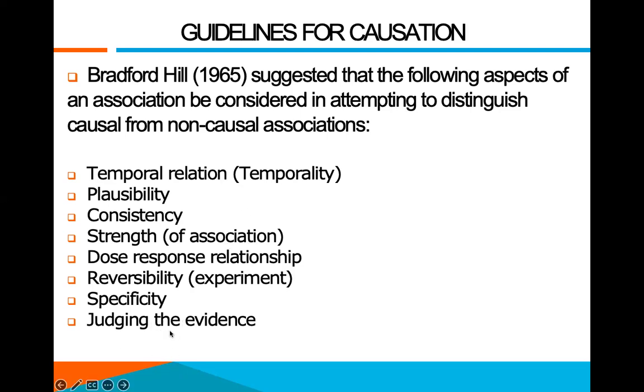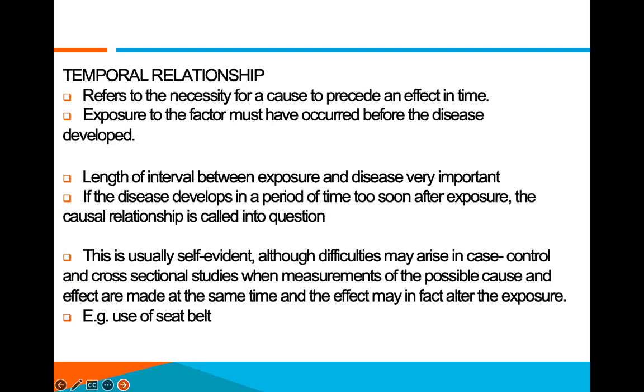And these guidelines are key and so important if you need to understand how to distinguish causal relationships from non-causal relationships. Let's look at temporal. I said temporal normally refers to time. So temporal refers to a necessity for a cause to precede an event in time. Okay, so exposure to a factor must have occurred before the disease develops. Here, time comes in. Then let's talk about the length of the interval between the exposure and the disease manifesting. Very important. Remember, I gave an analogy of you being bitten by a mosquito in the morning and having a headache, and saying the mosquito that bit you in the morning is giving you malaria in the evening. It doesn't work that way because we know the malaria parasite goes through a cycle.